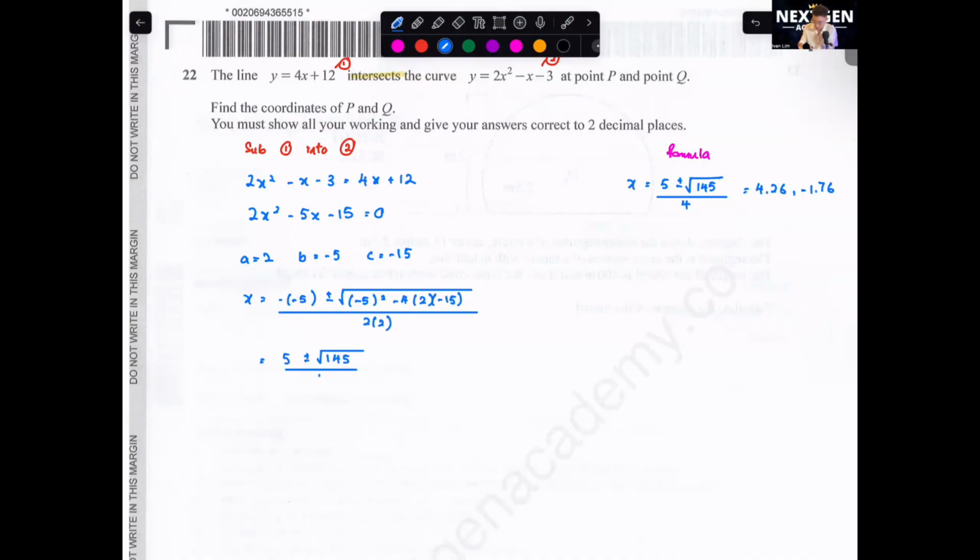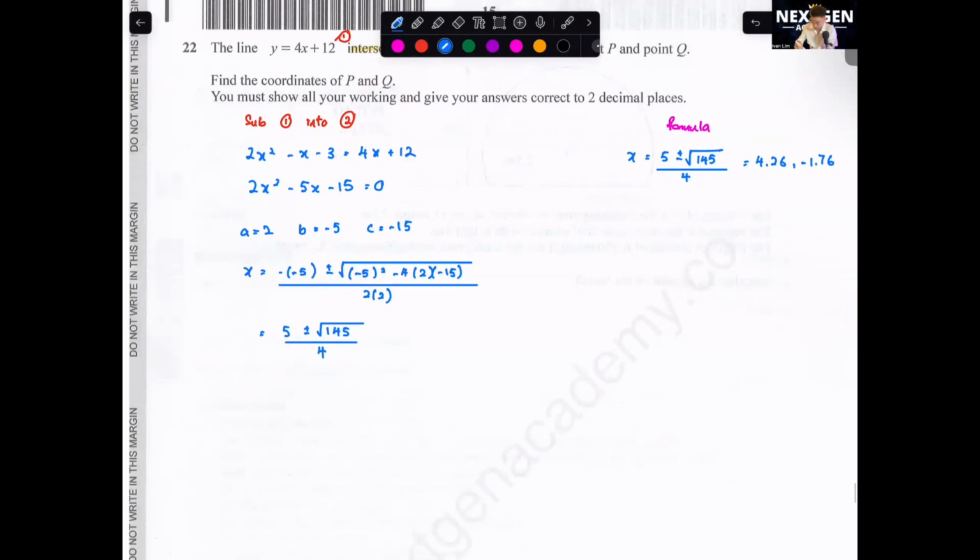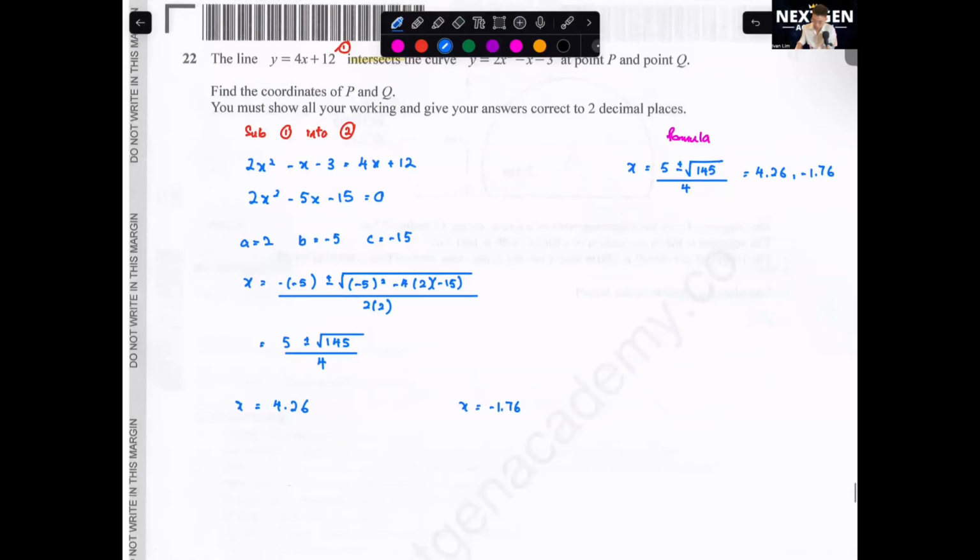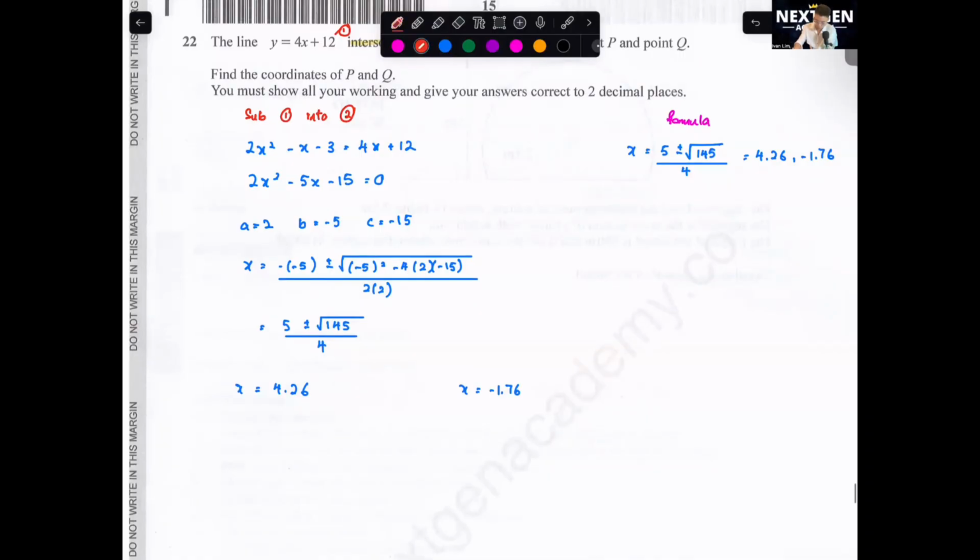5 plus minus square root 145 over 4. And then you separate it. x equals, you can just write 4.26. x equals negative 1.76. Then we substitute the value into equation 1. Sub x into 1. y equals 4 times 4.26 plus 12. And this one, y equals 4 times negative 1.76 plus 12.